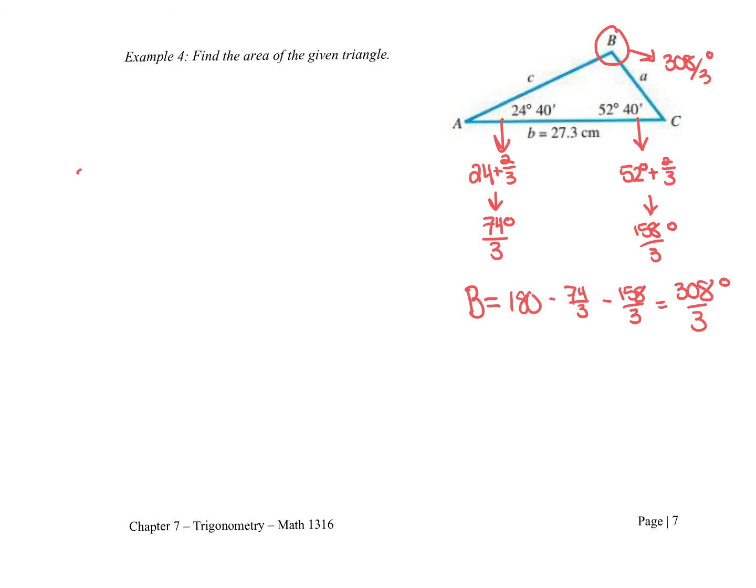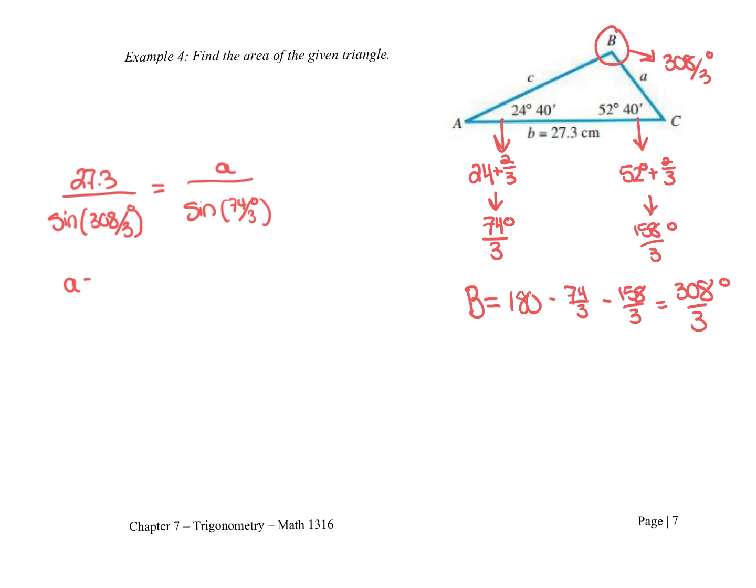So now I have a complete ratio of 27.3 over sine of 308 over 3 degrees. If you don't like my fractions, go ahead and do your decimals. I'm just trying not to round, to avoid introducing any more error in the problem. This is going to equal, I'm going to do A, just because alphabetical order, why not? Little a over sine of, what was this one, 74 over 3 degrees. That's the bare minimum.